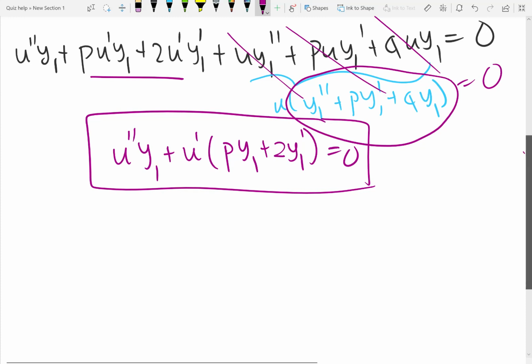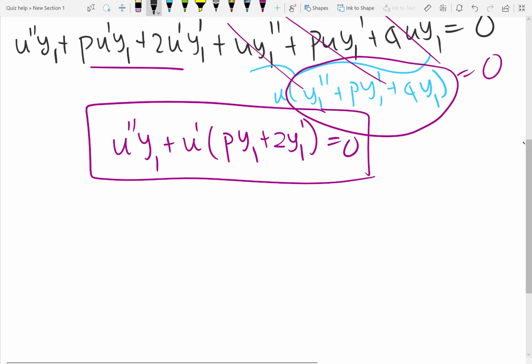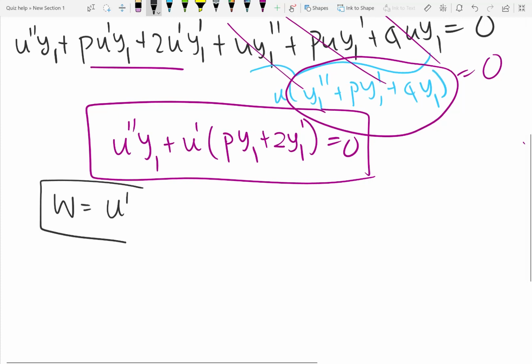How can we do that? Well, we do another substitution or a change of variables. I'm going to say w is u prime. I change the main variable from u to w. We can do that because we no longer have u terms. So if w is u prime, this term is w, right? w p y1 plus 2 y1 prime.